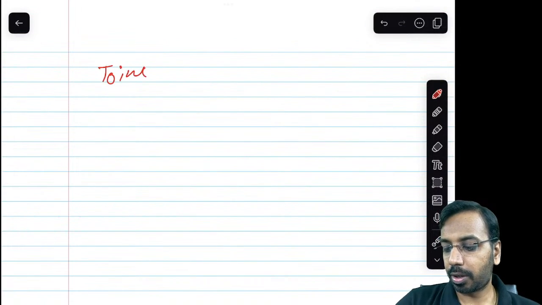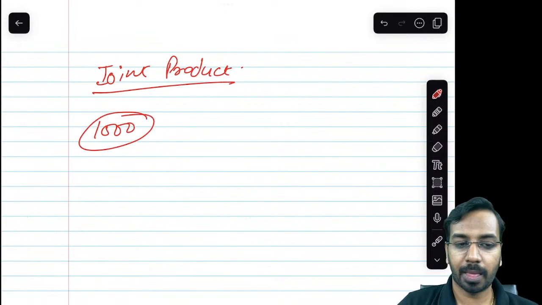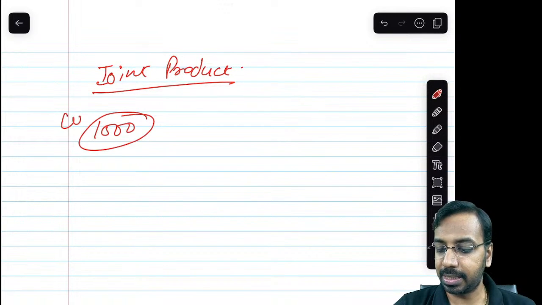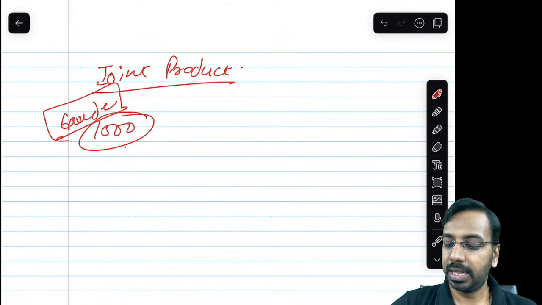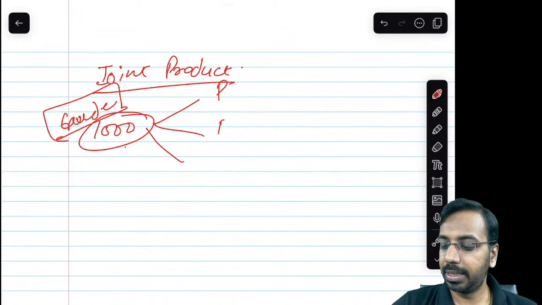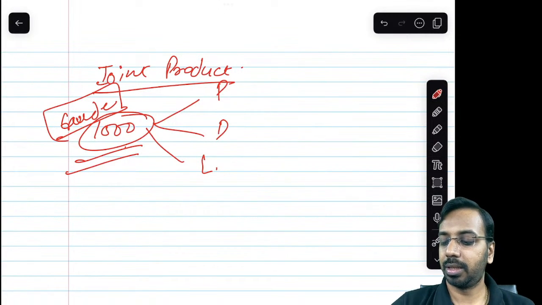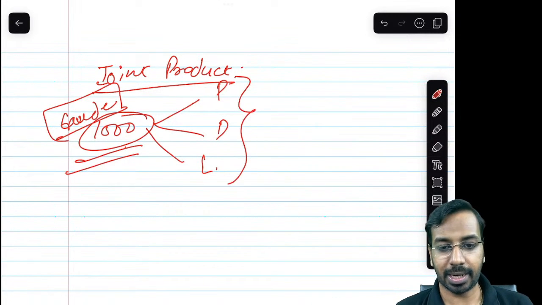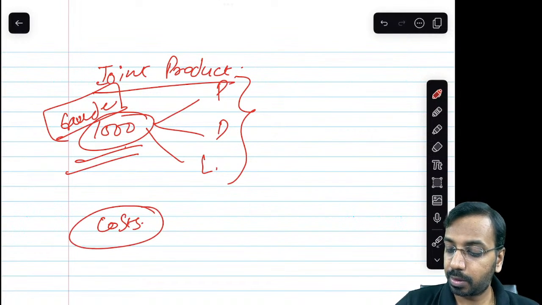If there is a joint product, let us say there is a common cost of 1000. Common cost of 1000 means, let us say there is this crude oil. This crude oil has a cost of 1000, with which I have produced petrol, diesel and LPG gas, for example. How do I allocate this 1000 amongst these 3 products? That is what the standard says.